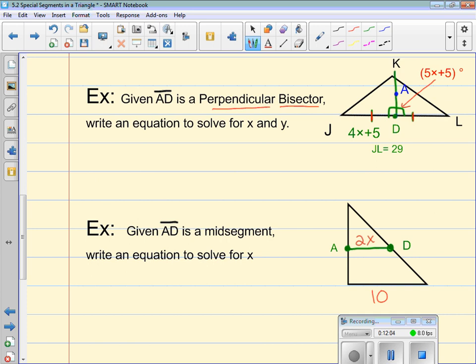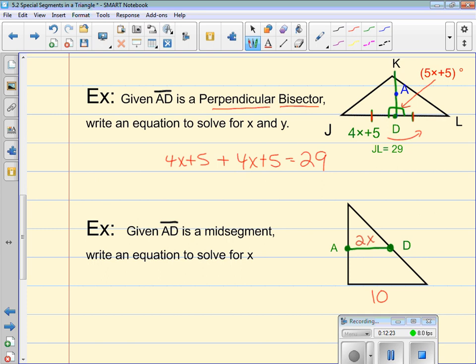I know that 4x plus 5 is just one side of that from J to D. But it takes two of those. Another one would be over here. So I could write these two equations. I could write this one, 4x plus 5. Two of those makes the entire length of 29, as it stated, JL equals 29.